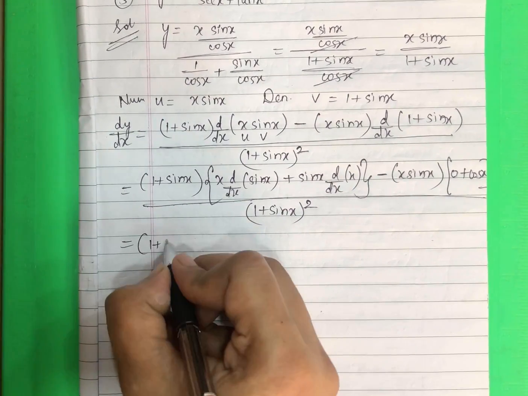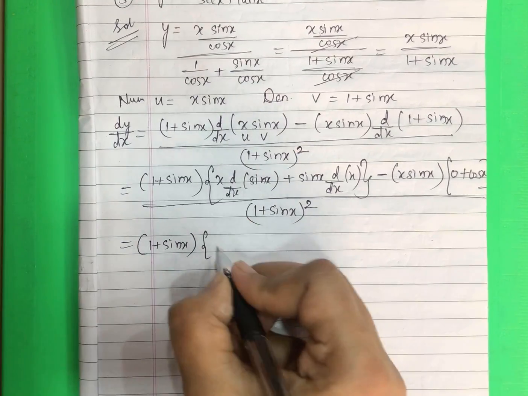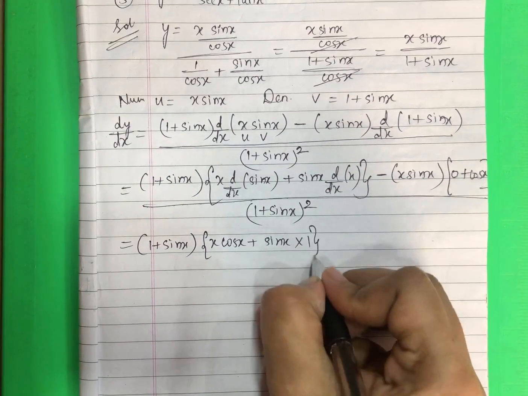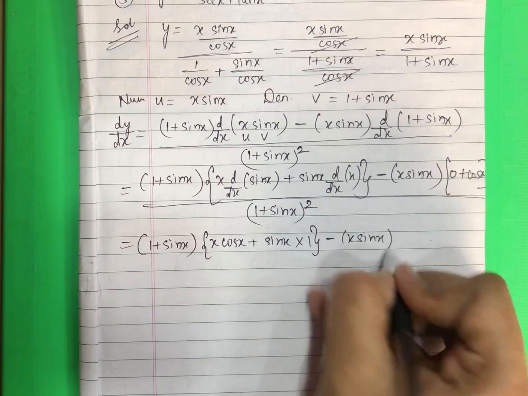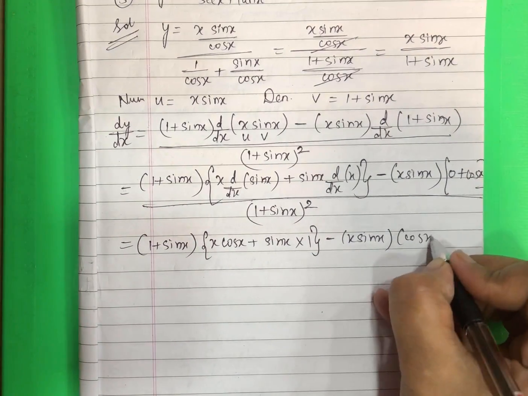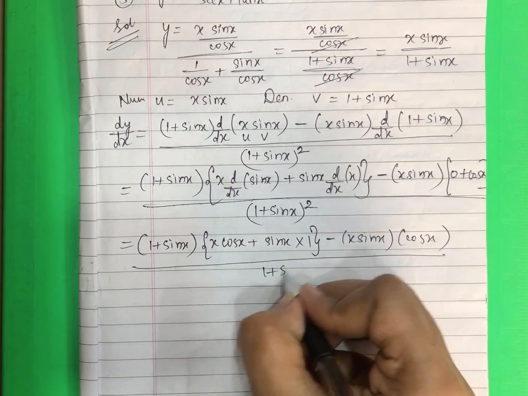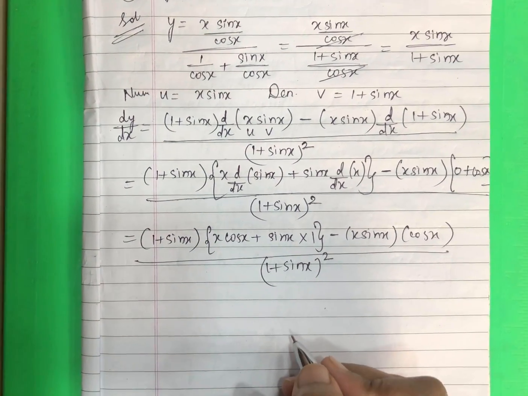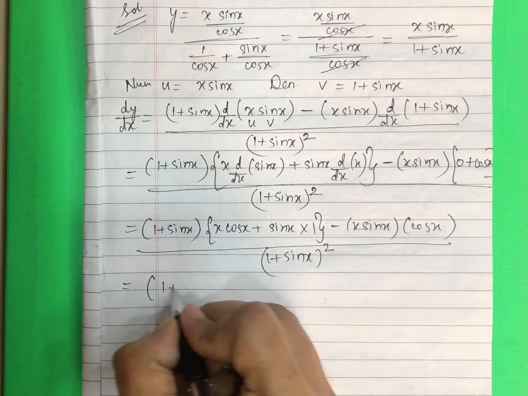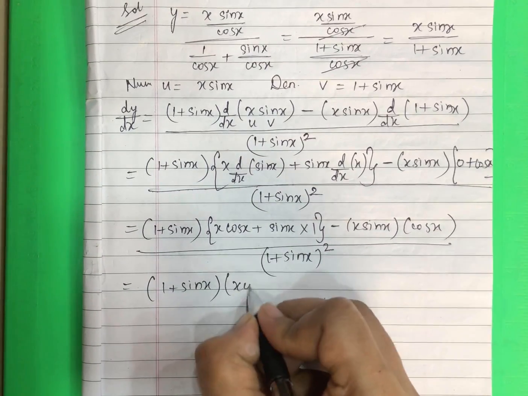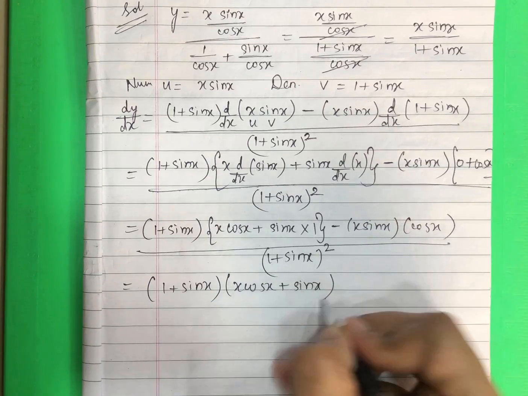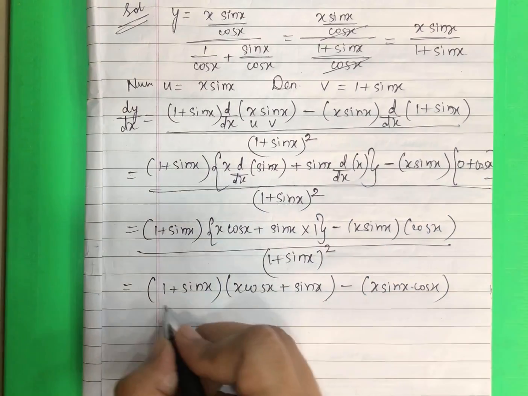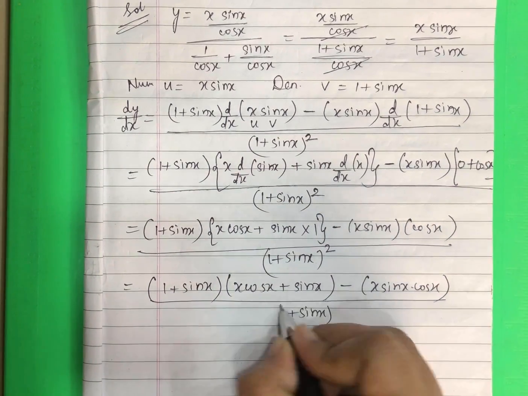So this gives us 1 plus sin x bracket x, the derivative of sin x is cos x, plus sin x, the derivative of x is 1, minus x sin x, and this 0 plus cos x is cos x, whole upon 1 plus sin x whole square. Now this value we got, so this is 1 plus sin x, and the bracket is x cos x plus sin x, bracket close, minus x sin x into cos x, whole upon 1 plus sin x whole square.